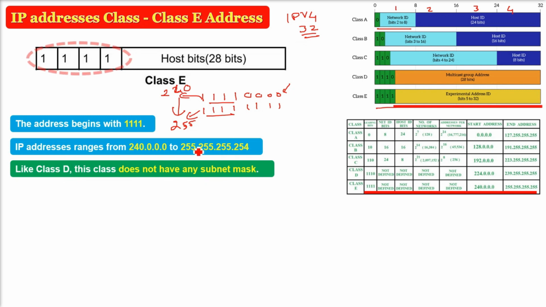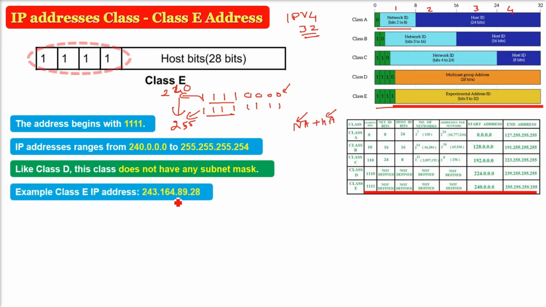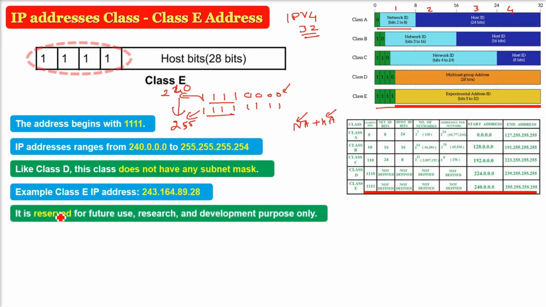As we discussed, class D is all about multicasting, so there is a multicast group address. Every IP address consists of a network address and a host address, and the subnet mask's work is to find the network address. But in class D we don't need any network address because it is multicasting. Similarly, class E is reserved for future use, for R&D purposes. That is why class E, like class D, does not have any subnet mask.